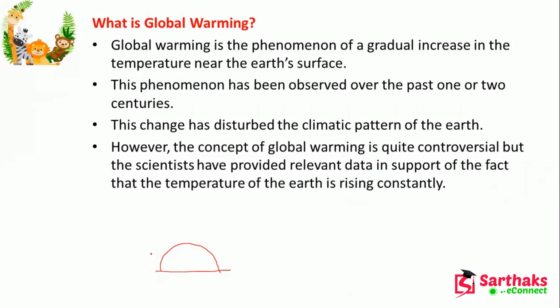Now, over this there is a layer. The heat of the earth cannot move away from this place because of these greenhouse gases. And this global warming is the phenomenon of the gradual increase in the temperature near the earth surface. Suppose this is near the earth surface.